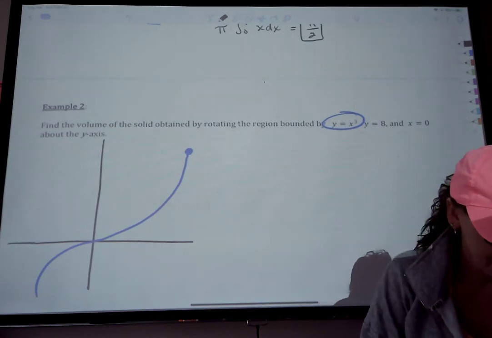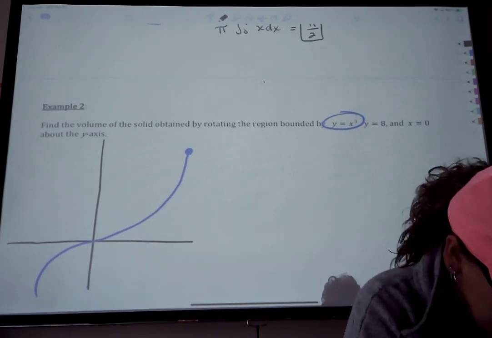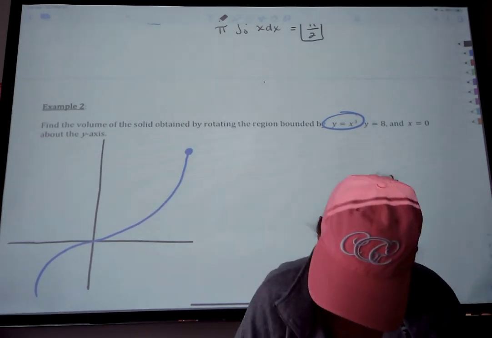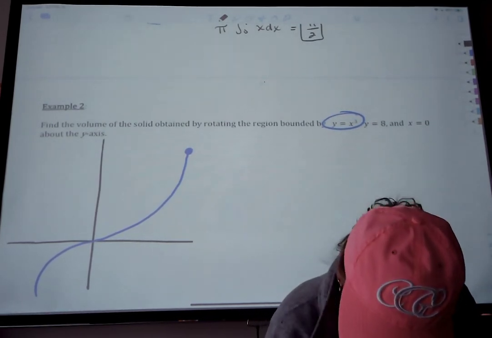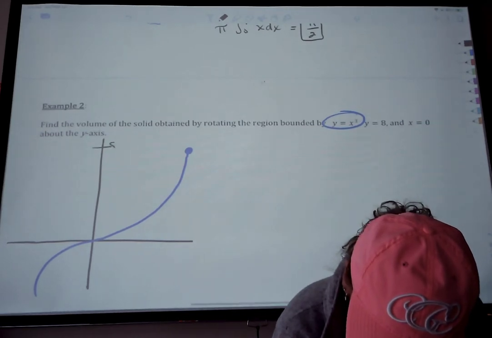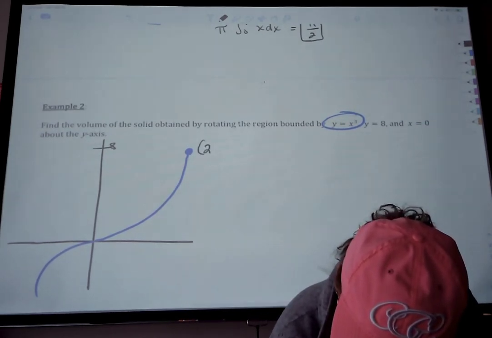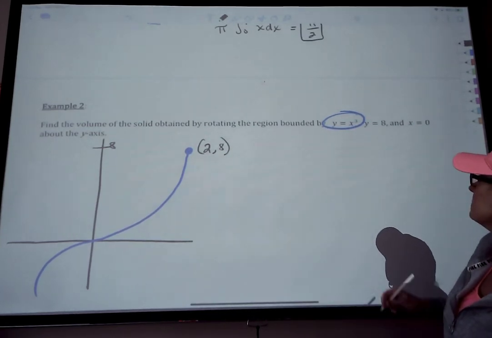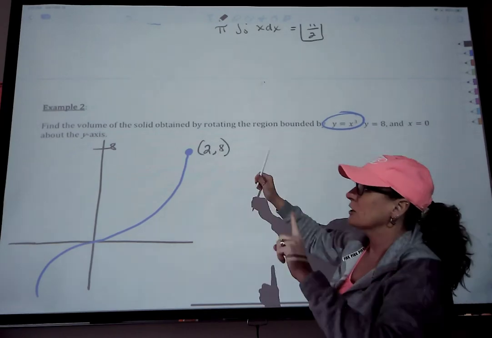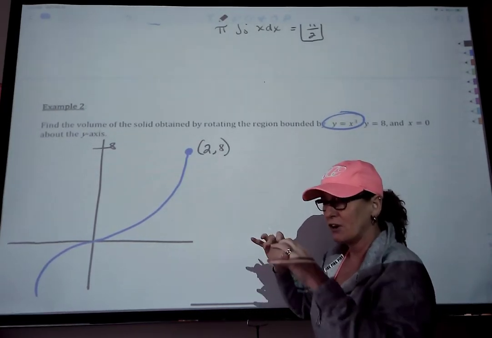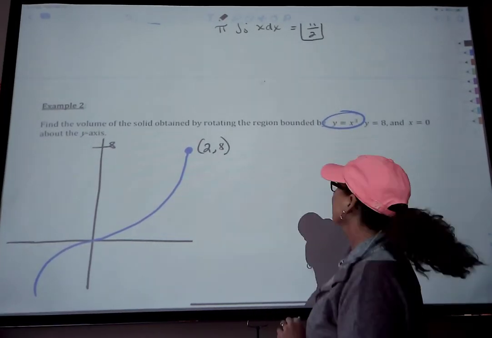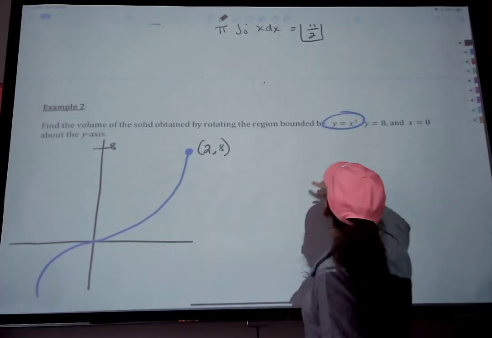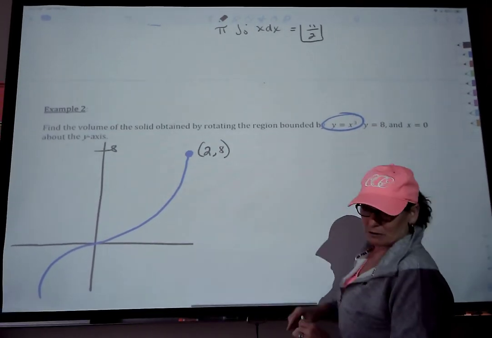Alrighty, next one. We have a cubic function, and this time, you should be able to draw that. You should be able to know that when y is 8, x is 2. So here's what we're supposed to shade. We have to figure out what to shade first before sending it around an axis. So it says it's got boundaries. This is a boundary. This is a boundary. Y equals 8 is a boundary. That's a horizontal line.